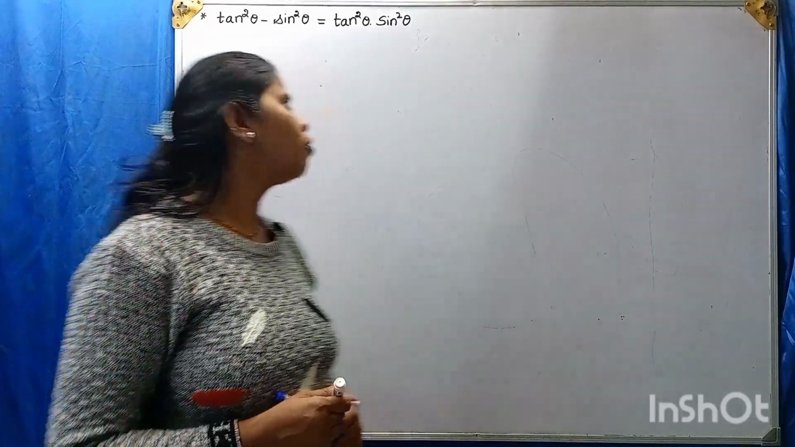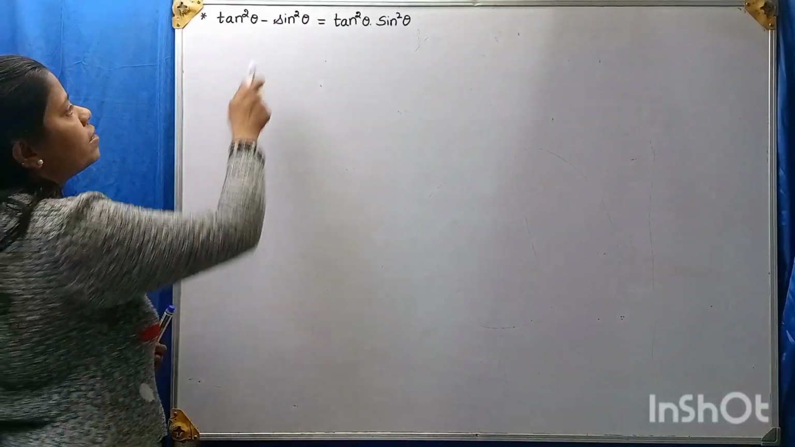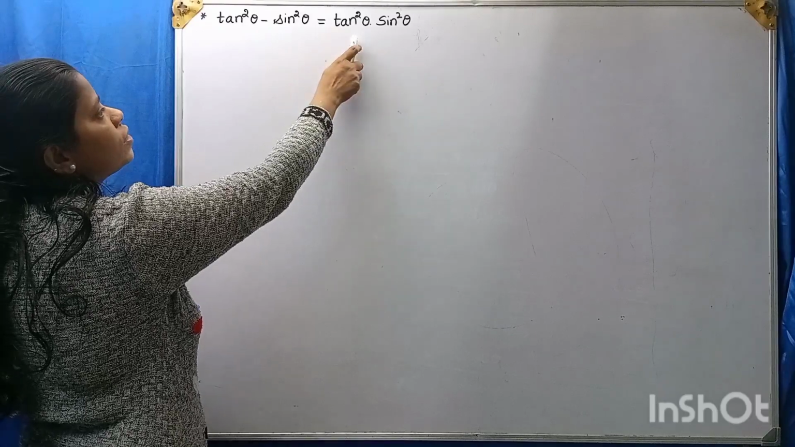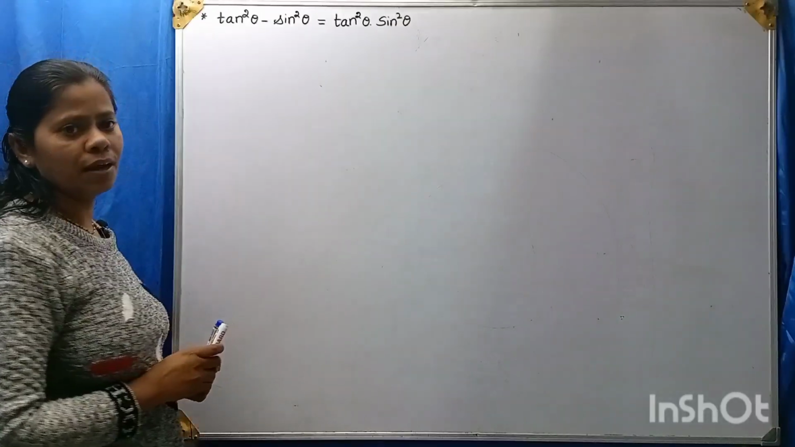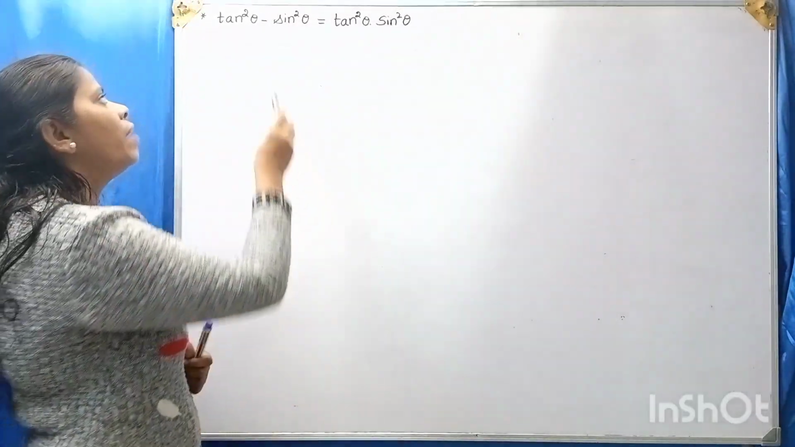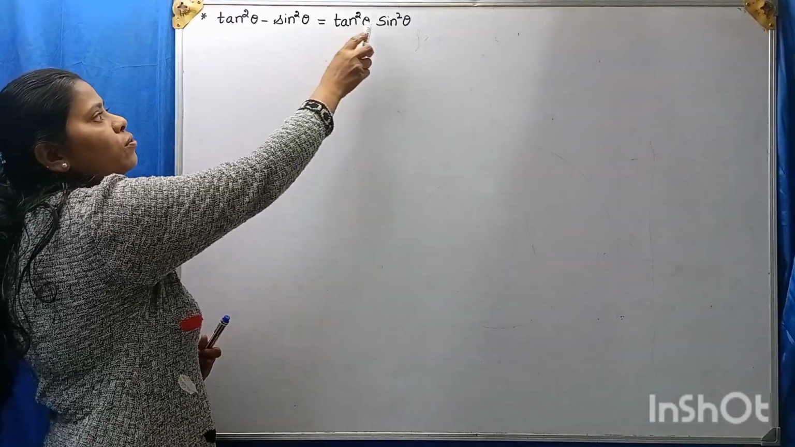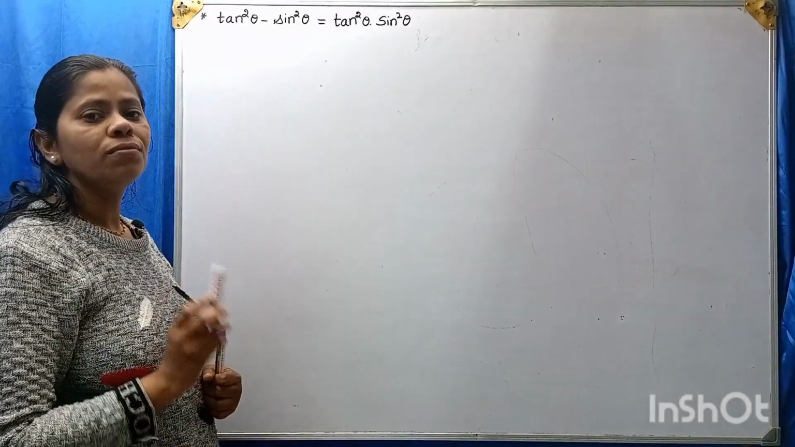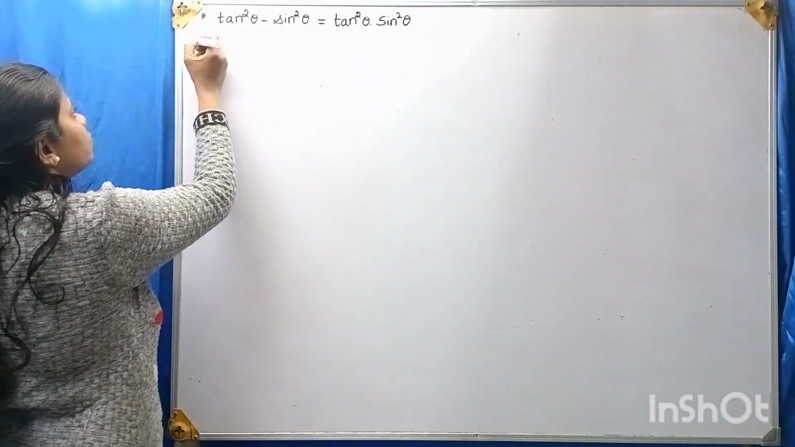Now let's solve this problem. Tan square theta minus sin square theta is equal to tan square theta into sin square theta. In this problem, we have to prove that LHS is equal to RHS. So first let me write down the LHS. Solution.